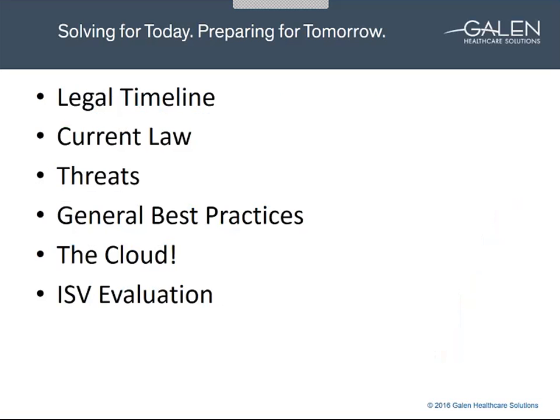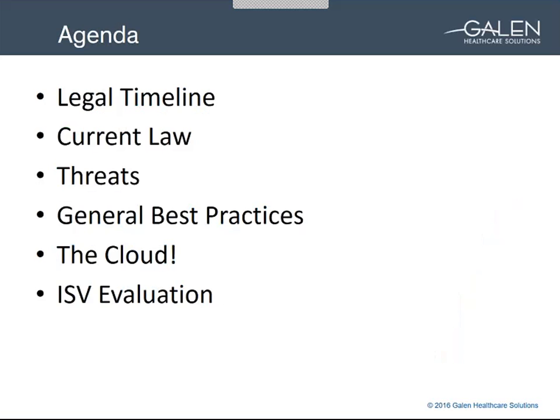So quickly, an agenda for what we're going to cover. This is a big topic, obviously. You could probably spend many, many hours on each individual one of these agenda items. So I'm going to do my best to focus on the things that I think are the subject of most of the confusion and ambiguity out there in terms of what you need to do to be compliant as a covered entity or a business associate.